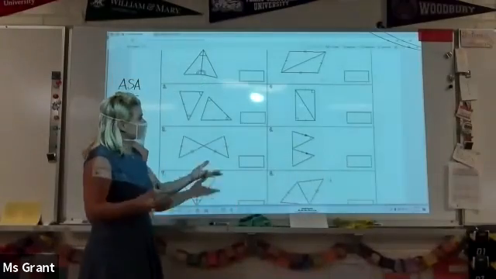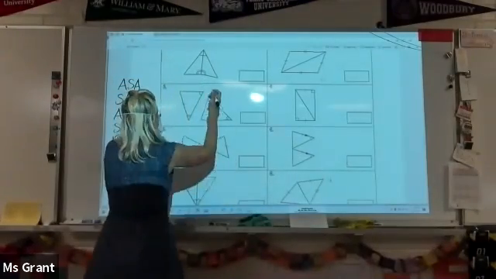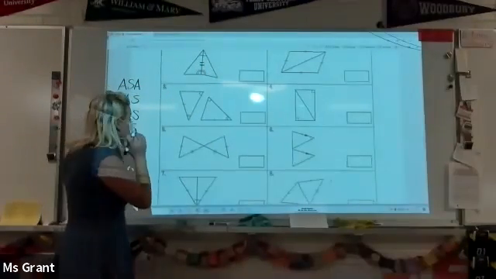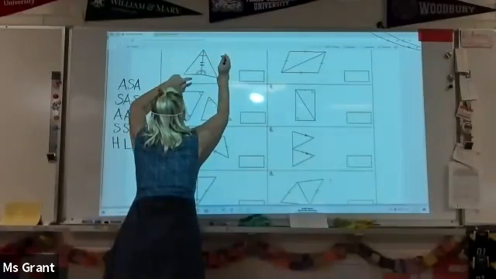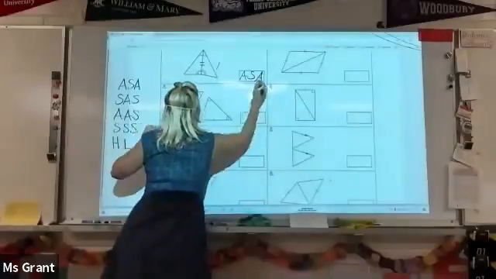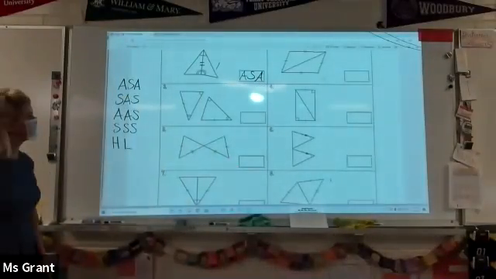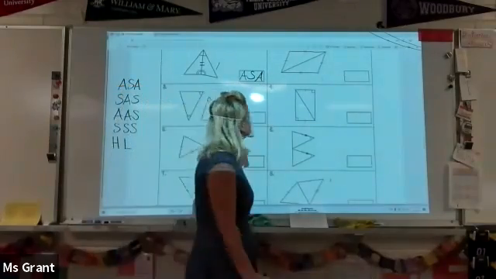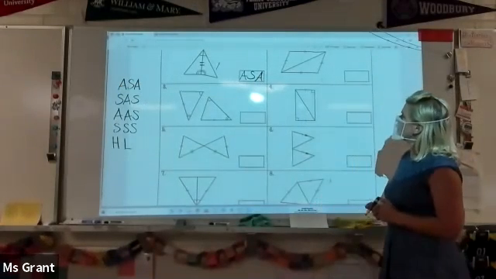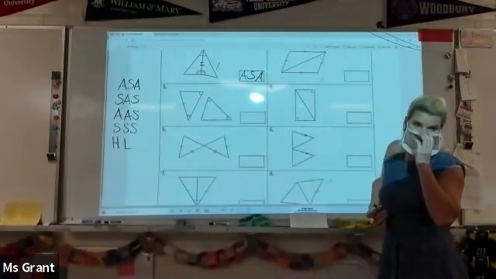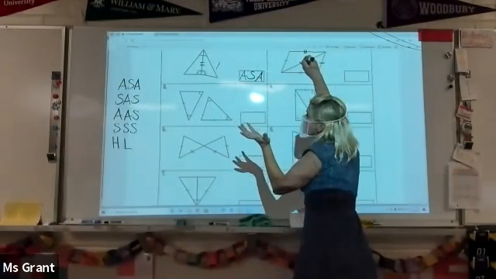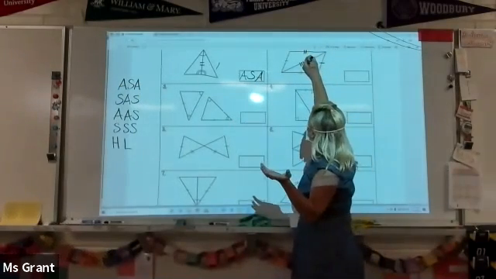Number 1, there's a side in common. Mark it. And now I'm going to look and see how these triangles are congruent. Angle, a side in common, and another angle. Angle, side, angle, guys. Did you get that? Number 2. Yeah, this needs to be super easy for you. Side, side. Obviously, right? Side.